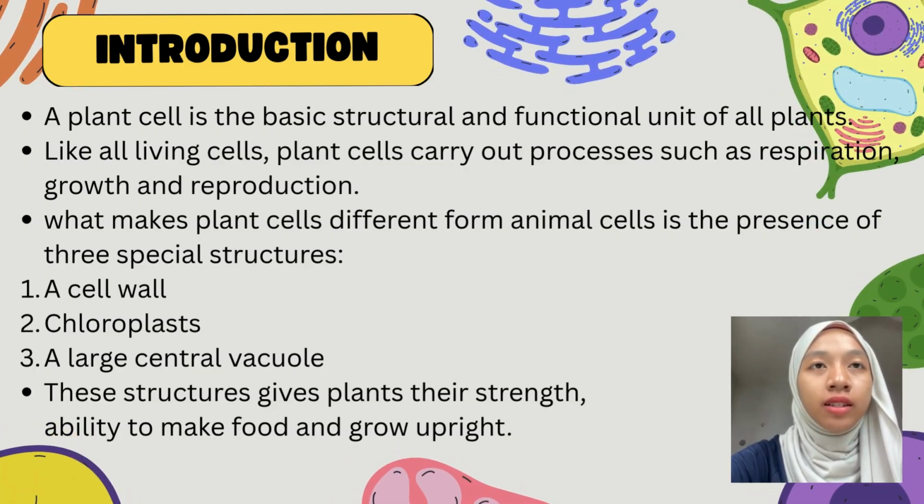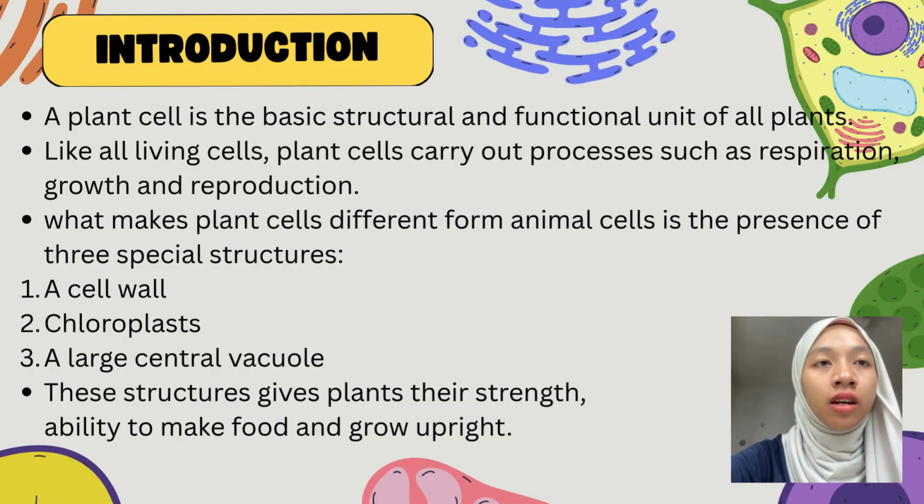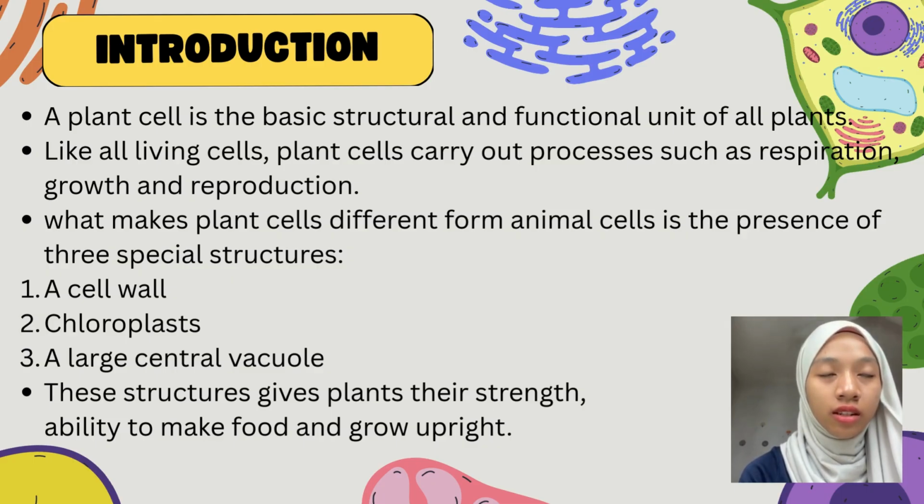A plant cell is the basic structural and functional unit of all plants. Like a living cell, plant cells carry out processes such as respiration, growth, and reproduction. What makes plant cells different from animal cells is the presence of 3 specific structures. Number 1 is a cell wall, number 2 is chloroplast, and number 3 is a large central vacuole. These structures give plants the unique ability to make food and the ability to grow upright.